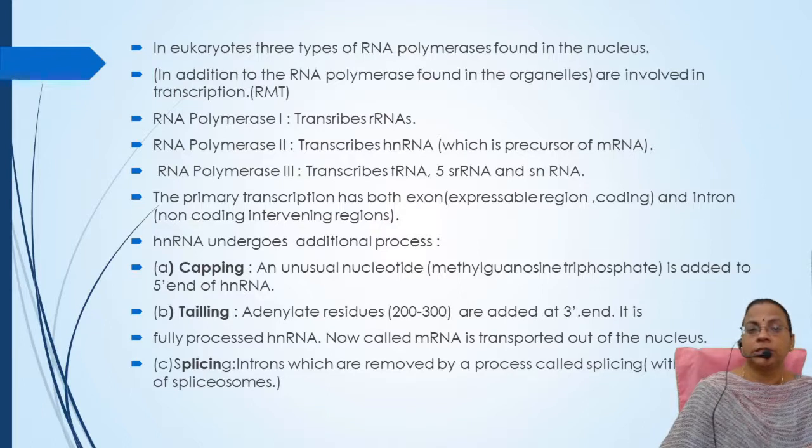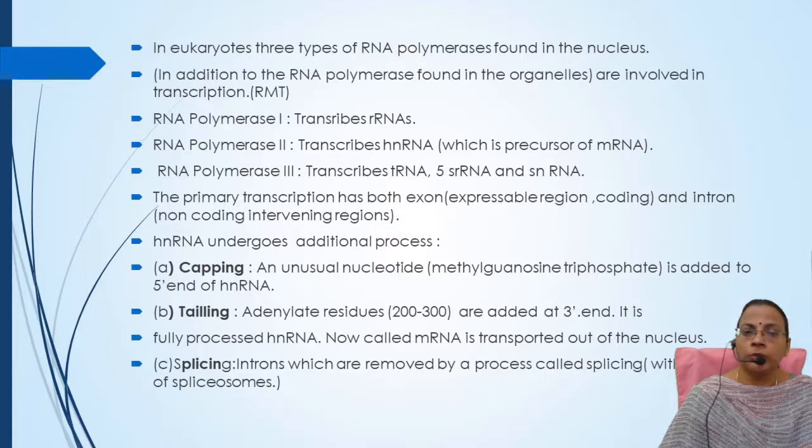So I'll read out the main points here. In eukaryotes, 3 types of RNA polymerases are found in the nucleus, in addition to the RNA polymerases found in the organelles, that are involved in transcription. That is RNA polymerase 1, RNA polymerase 2 and RNA polymerase 3. RNA polymerase 1 transcribes the ribosomal RNA. RNA polymerase 2 transcribes the hnRNA, or we can say the precursor of mRNA. RNA polymerase 3 transcribes tRNA, along with 5S rRNA and small nuclear RNA. Its main function is tRNA transcription, and along with that 5S rRNA and small nuclear RNA.